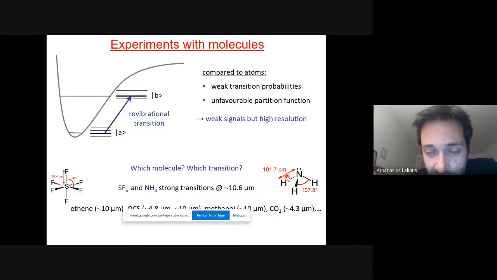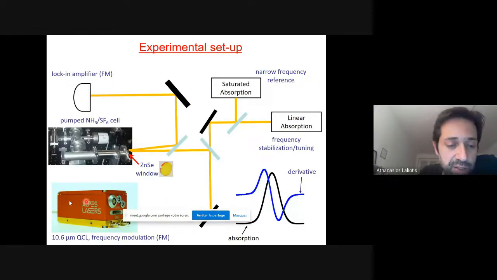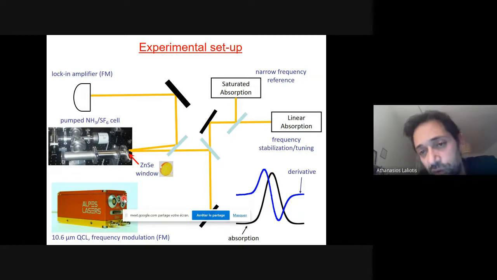This is the original idea. This is why we originally started working with these molecules. The experiments look very similar. Here we have a quantum cascade laser that emits at about 10 microns, so this is really mid-infrared, very invisible wavelengths.